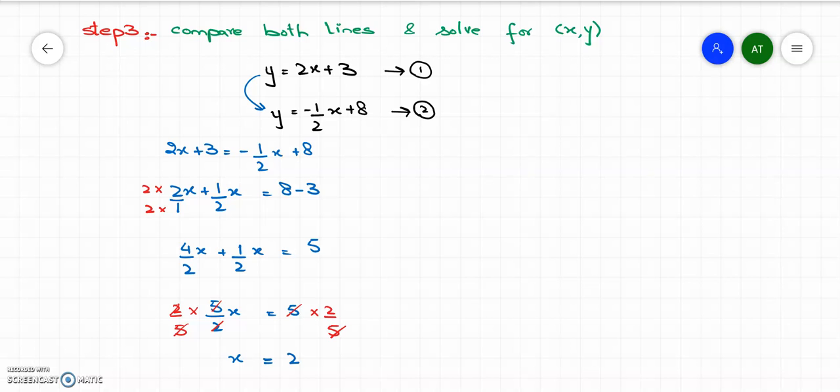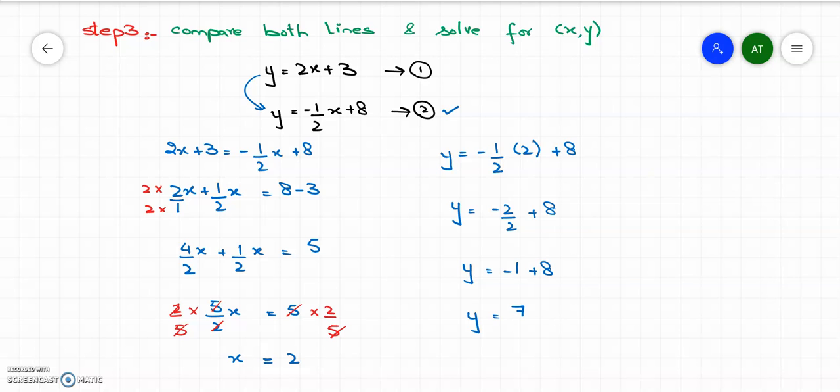Okay, now substitute that x value into equation 1 or equation 2 and just solve for y. I would like to substitute in equation number 2. You can also put it in equation number 1. There is no restriction. So y would be equal to minus 1/2 times the x value, which is 2, plus 8. So we have y equals negative 2/2 plus 8. You have y equals negative 1 plus 8. So the y value is positive 7, right?